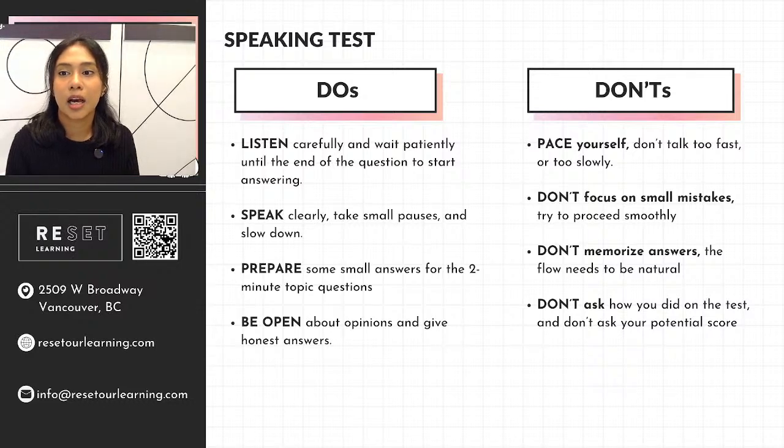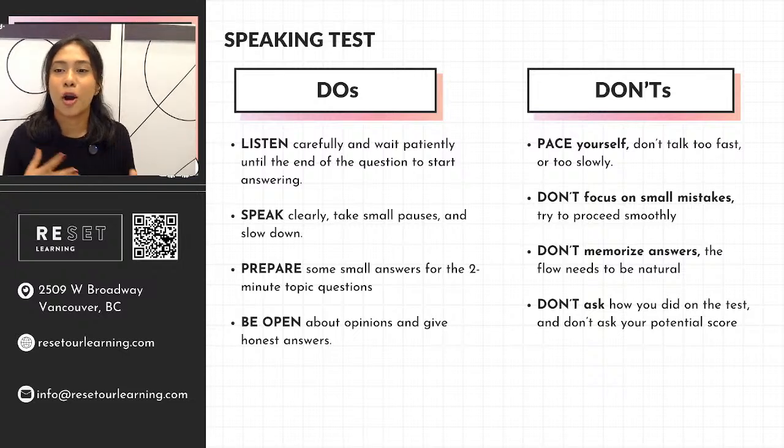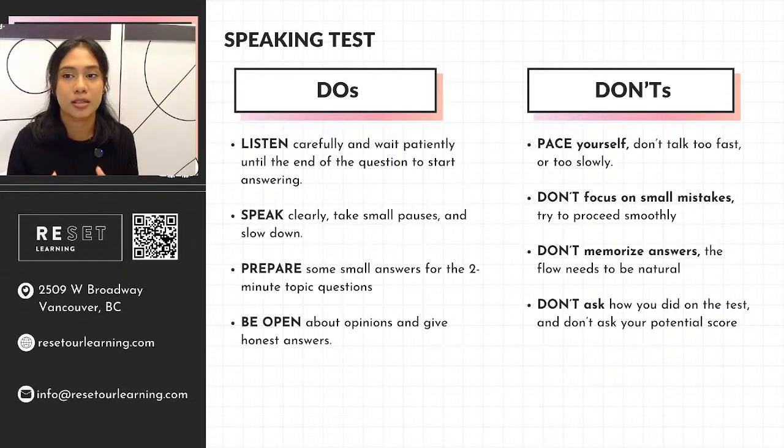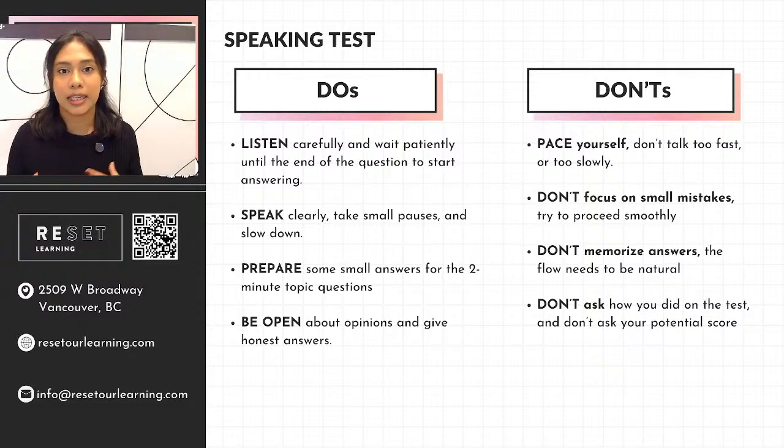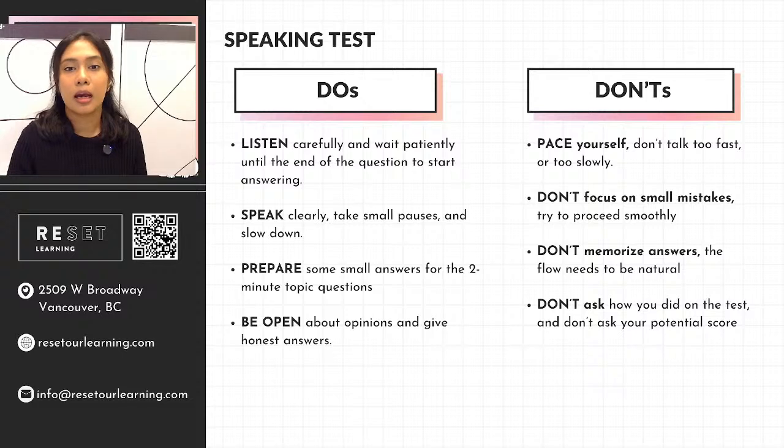And then another don't is don't focus on the small mistakes, and try to proceed smoothly. Usually when we say a wrong word or say something that's off topic, we tend to get scared or nervous and stop. But I think it's better to just move on smoothly and disregard the mistakes that you made, because they will be focusing on what you're getting right.